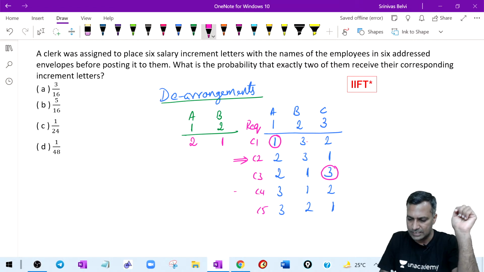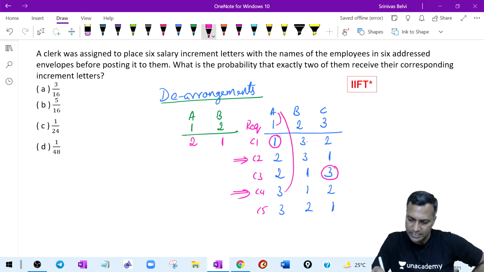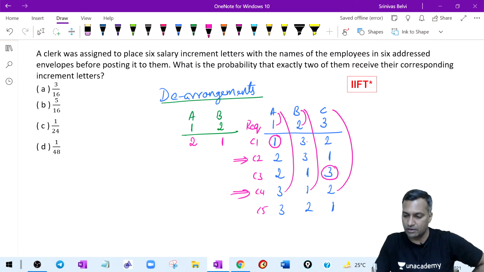Right? Case 4 is a dearrangement. 1 should get into A but 3 is getting in. 2 should get into B but 1 is getting in. 3 should get into C but 2 is getting in. Therefore, that's a part of dearrangement.